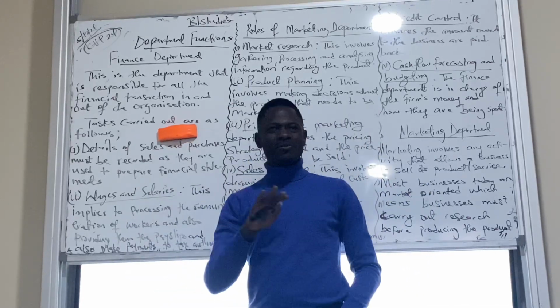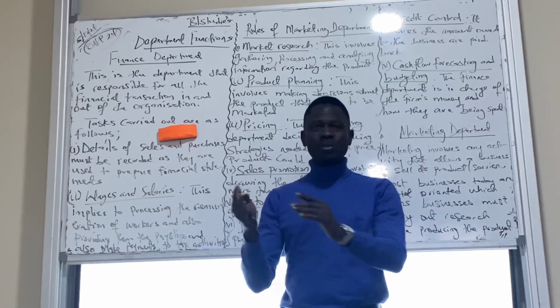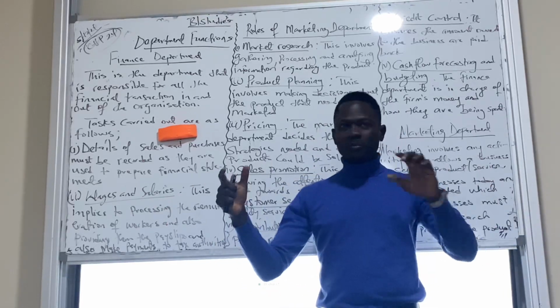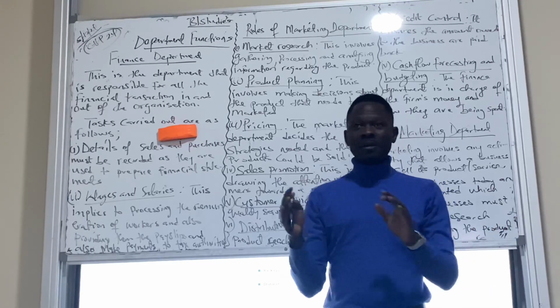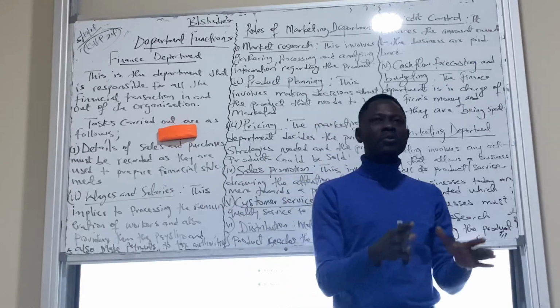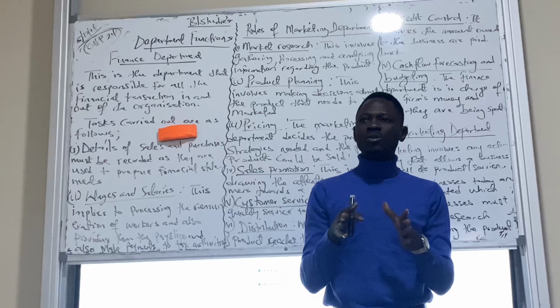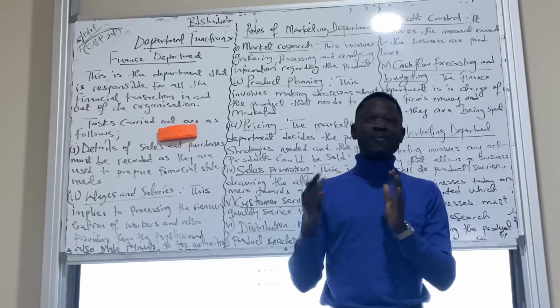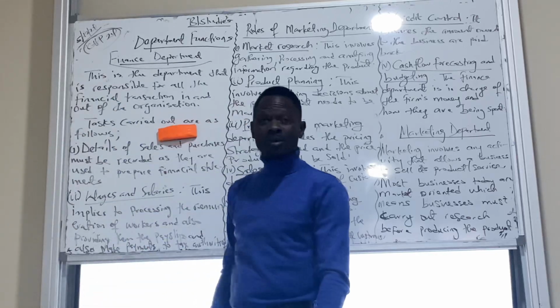When we talk about finance, finance simply means disbursement of cash from the surplus unit to the deficit unit. That means making sure there's availability of money. That is what finance is: making sure that money is always going to be available for the company to use. So the department that is saddled with the responsibility of making sure money is available is called the finance department. Do we understand finance department here?